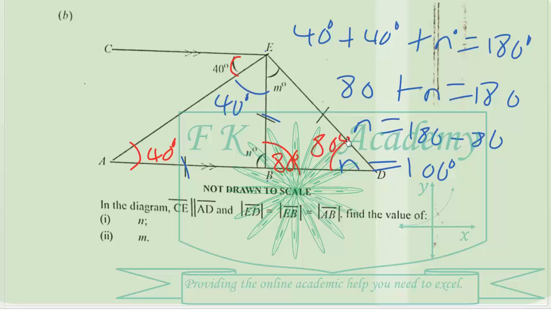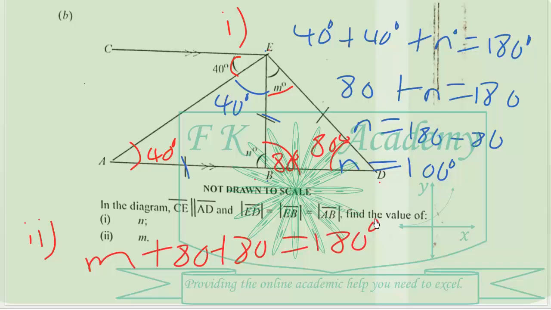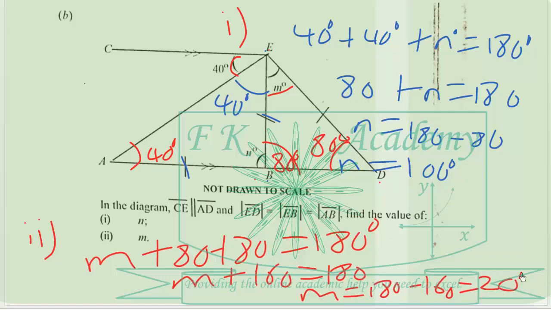So M, the second part. M using triangle EBD, M plus 80 plus 80 should be equal to 180 degrees. So we have M plus 160 equal 180. M will be equal to 180 minus 160, which is equal to 20 degrees.